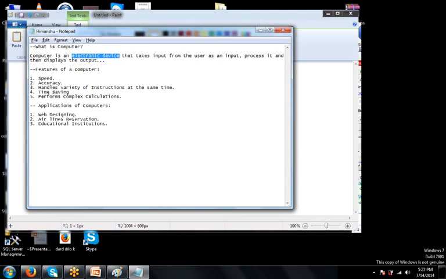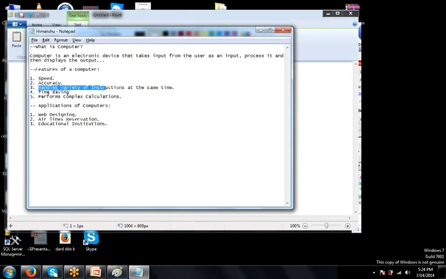Then let's see what are the features of a computer. Features means what are the qualities of a computer. First one is speed. With the help of a computer, we can perform our task in a very speedy way, in a very time-saving way. Means we can do multiple calculations at a very fast speed. Next, accuracy. With the help of a computer, we can get accurate results, means without any errors. As human beings perform calculations, there are some plus minus mistakes, but a computer can always give accurate results.